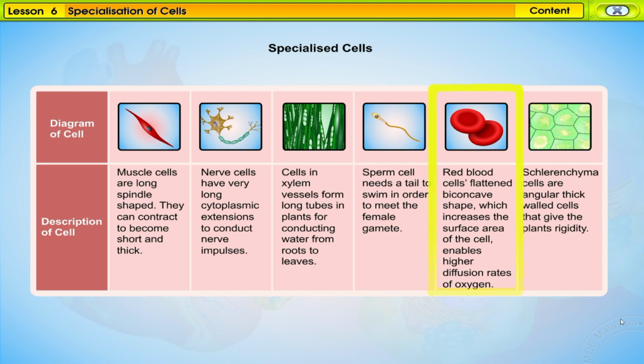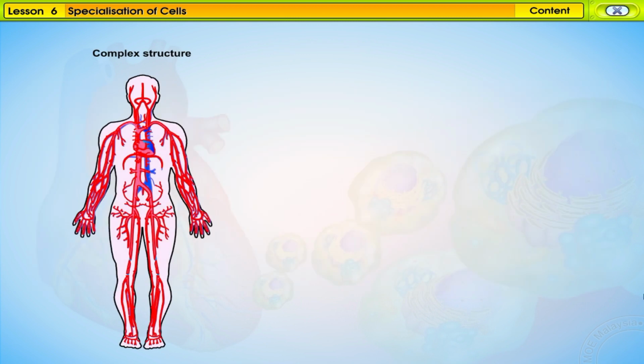Red blood cells have a flattened biconcave shape, which increases the surface area of the cell, enables a higher diffusion rate of oxygen. Sclerenchyma cells are angular thick-wall cells that give the plants rigidity. Specialized cells do not work alone.